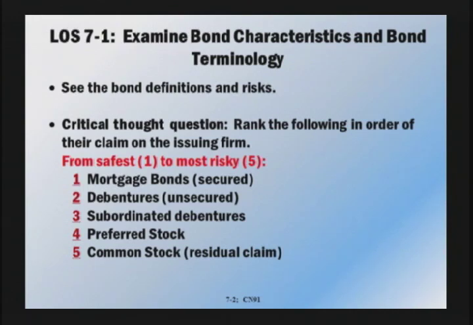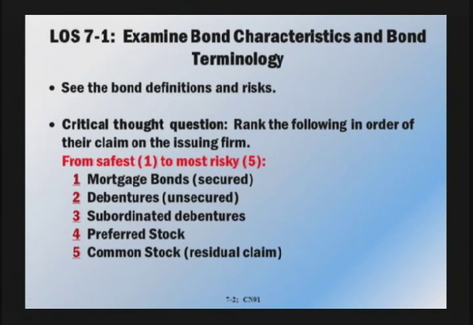First, we know that stockholders have a residual claim on the firm. They get what is left over. They come last. Preferred stockholders have some preference over and above the common stockholders, so they would come before the common stockholders. But Chapter 7 deals with bonds, so the relative ordering of these first three is of primary importance in Chapter 7.